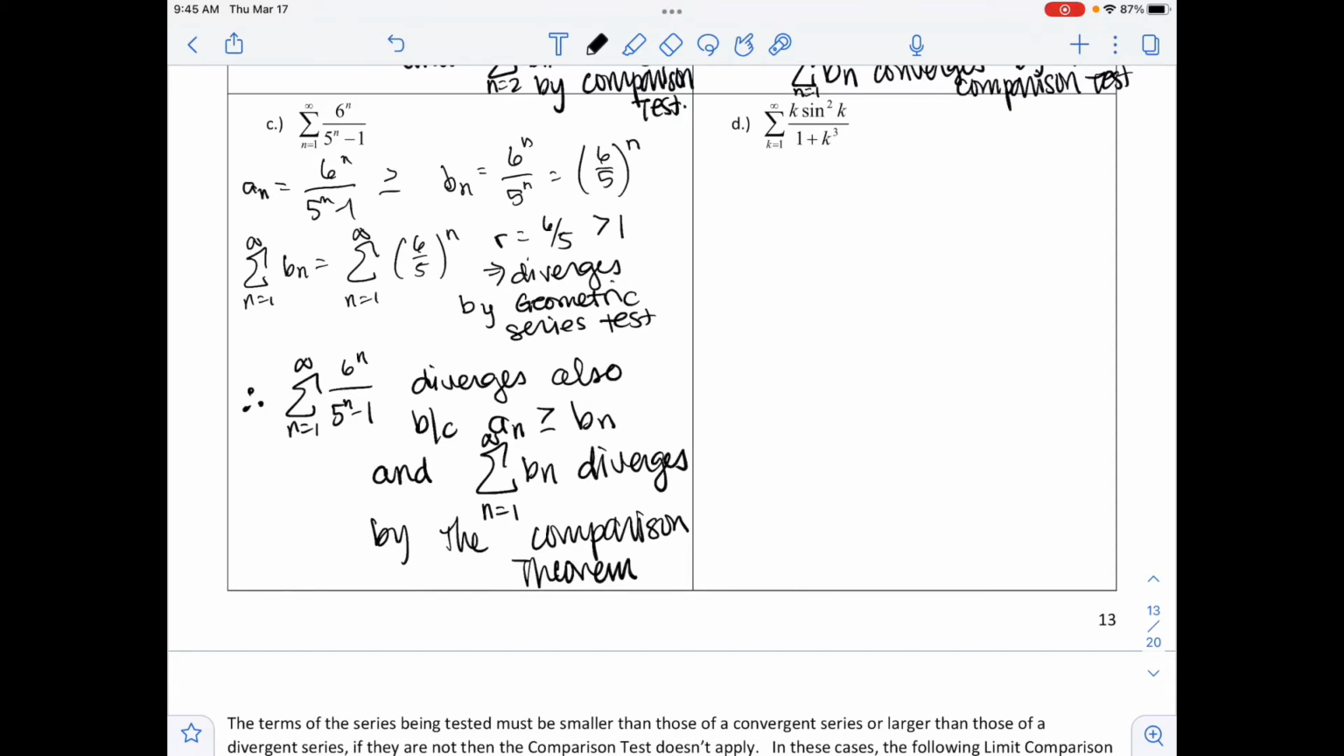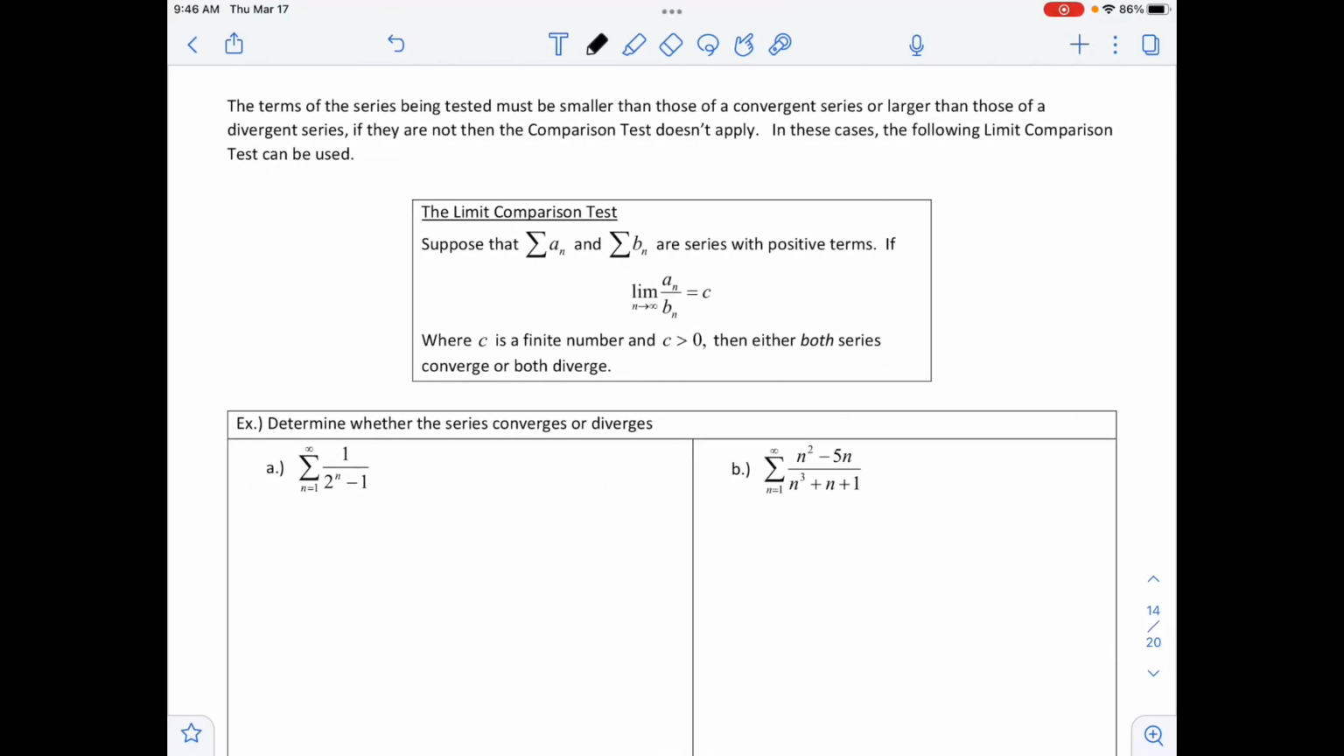So part D, I'm going to circle and we'll look at that one together in class. At the top of the next page, it says the terms of the series being tested must be smaller than those of a convergent series or larger than those of a divergent series. If they are not, then the comparison test does not apply. In these cases, the following limit comparison test can be used.